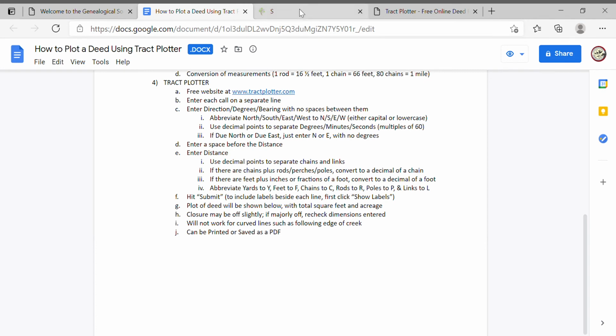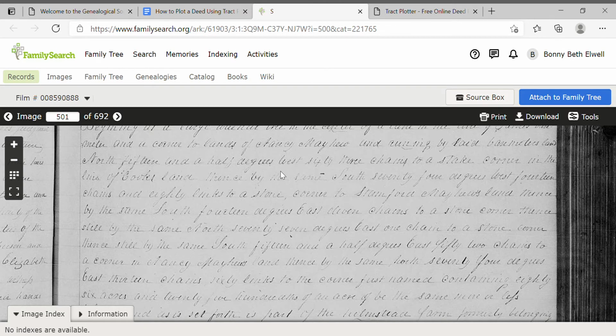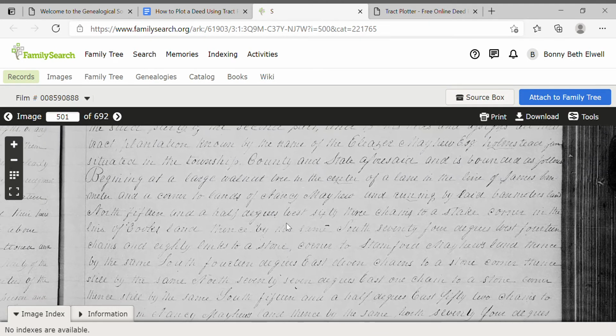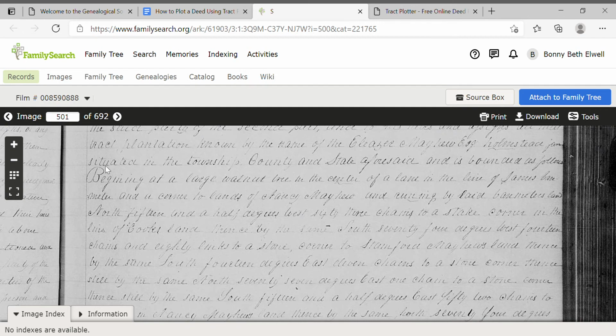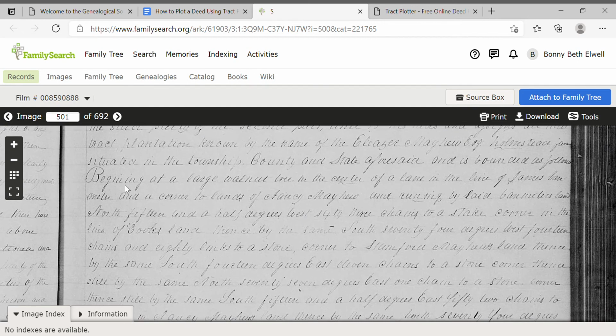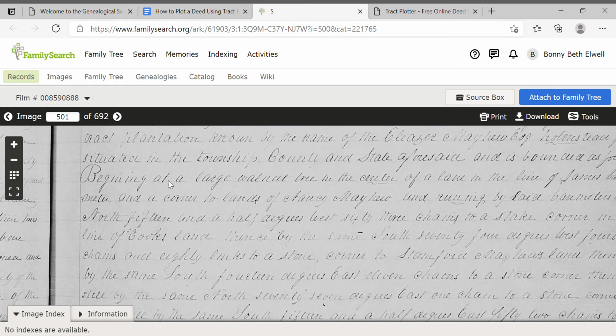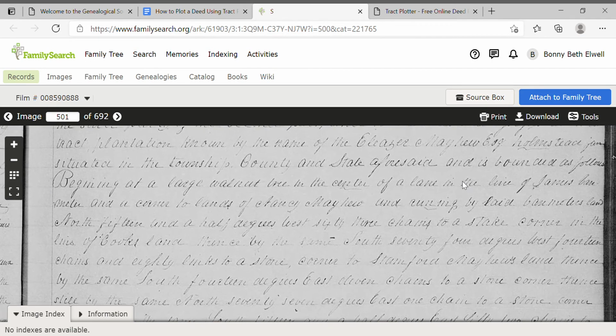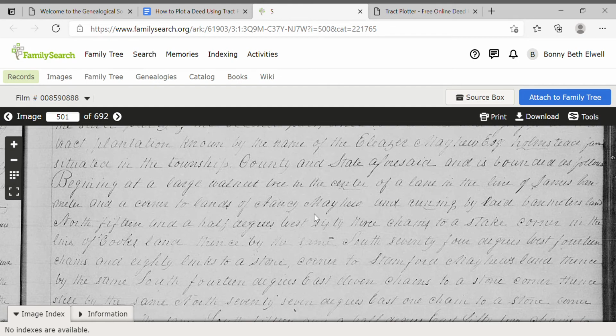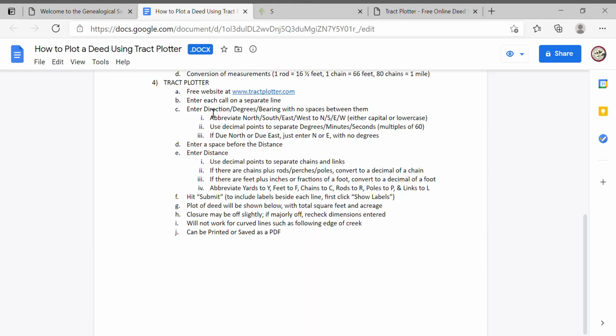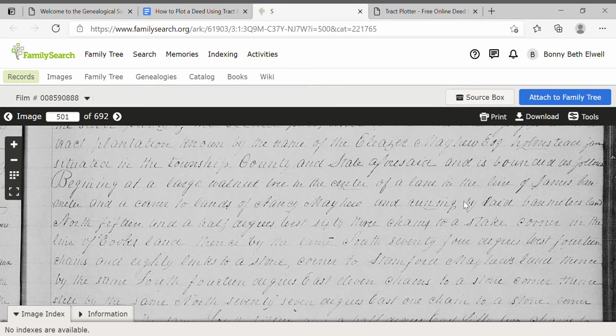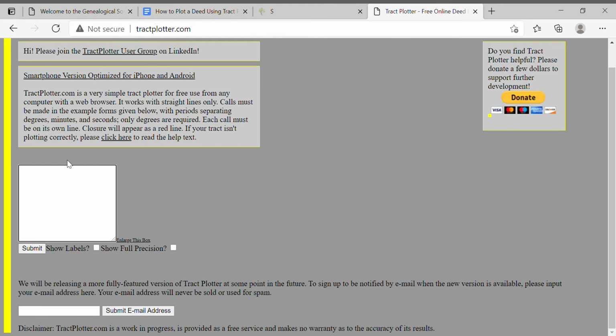All right, so let's go back to this and we'll try it with the first call. Again, we started at the word beginning. Beginning is always the trigger word that you want to look for when you're looking at a deed. So it says beginning at a large walnut tree in the center of the lane and the line of James Van Meter and a corner to lands of Nancy Mayhew. All right, we're not going to write all that information. We're just looking for the direction, the degrees, and the bearing. So what's the direction? Beginning and running by said Van Meter's land north. There's our direction. North is our first direction. So we're going to go over here and type in an N for north.